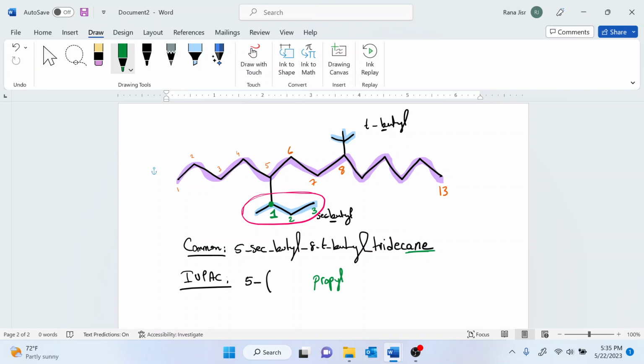And on carbon number 1 of the propyl, I have my methyl group in there. So that's going to be 1-methyl propyl. And I'm going to close the parentheses. I'm done with 5. Now for 8. So I'm just going to go ahead and open the 8 in there and do the same thing.